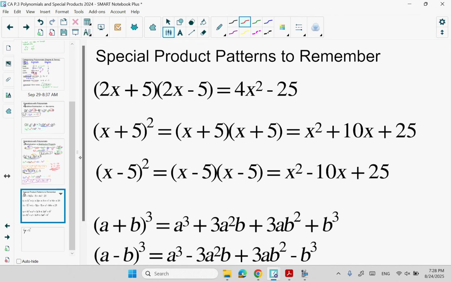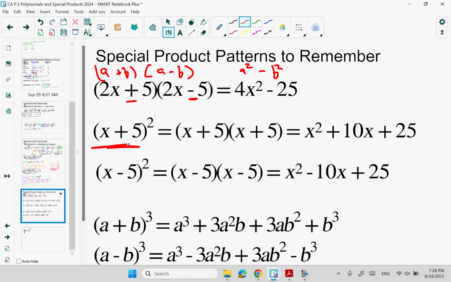Now, some special properties you might notice. Whenever we're multiplying the same thing, but we flip the sign, this is called the difference of squares. A plus b times the quantity of a minus b, we get a squared minus b squared, which if we foiled it all out, you would notice that the middle two terms cancel out.